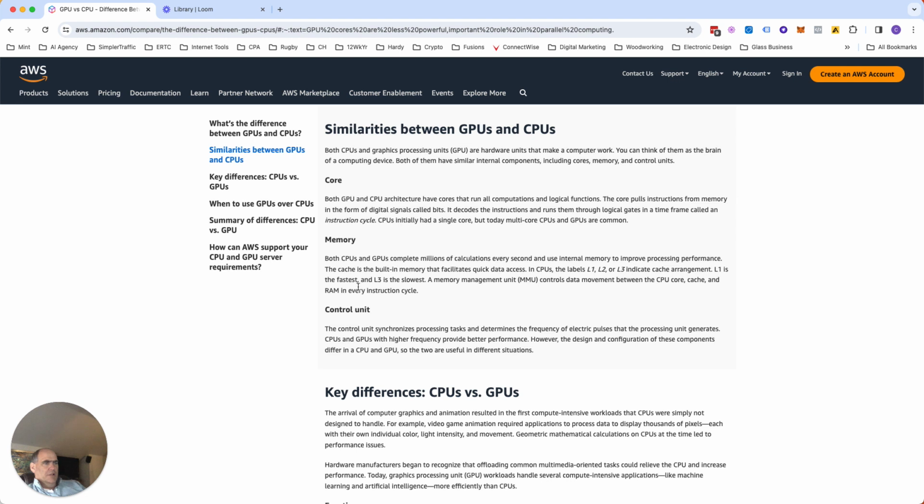Now memory. Both CPUs and GPUs complete millions of calculations every second, and use internal memory to improve processing performance. They also have cache. The cache is kind of like your workspace around you. The stuff that's closest to you, you use more frequently, and you've got access to that very quickly. That's level one cache. Level two cache is a little bit further out, and level three is even a little bit further out than that.